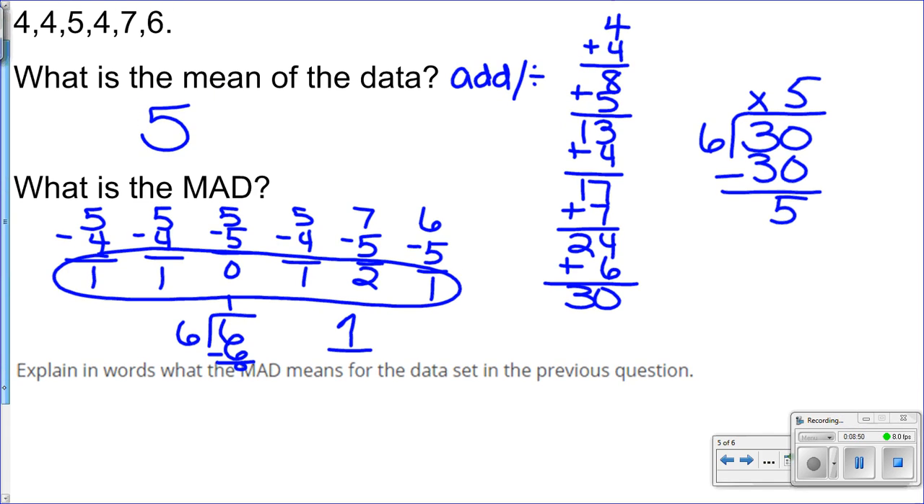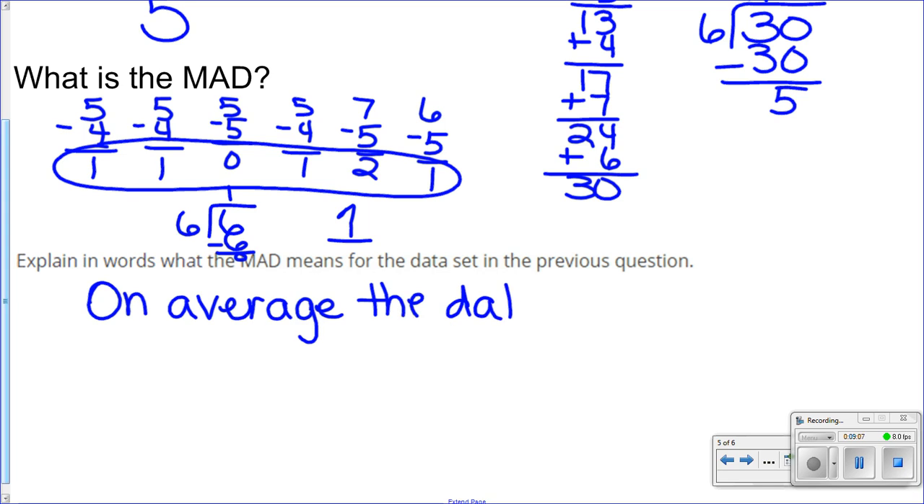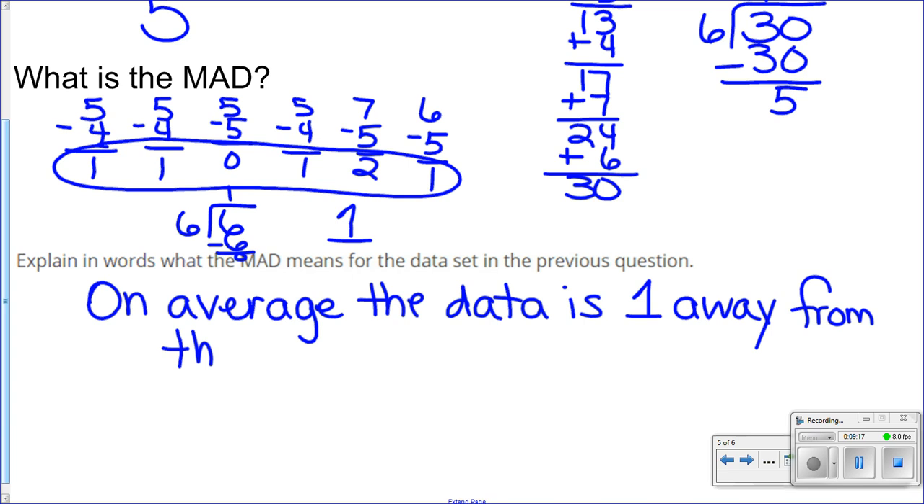Last question, explain in words what the MAD means for the data set in the previous question. You answer this by saying on average, the data is 1 away from the mean.